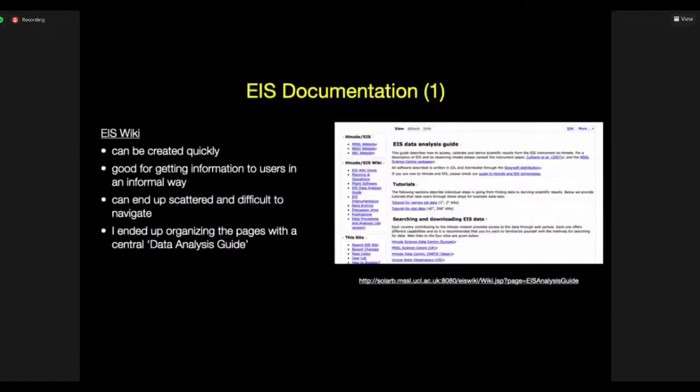Okay, so we start with the documentation. There were two approaches that the ICE team took. Initially, we started off with the ICE wiki. A wiki is a web page that any of the team members are able to log into and edit. And I thought this was a very good way of quickly getting information out to the community early in the mission. Unfortunately, it didn't really have much structure.